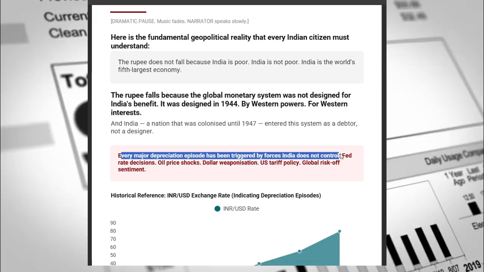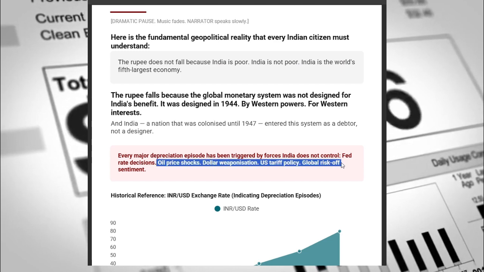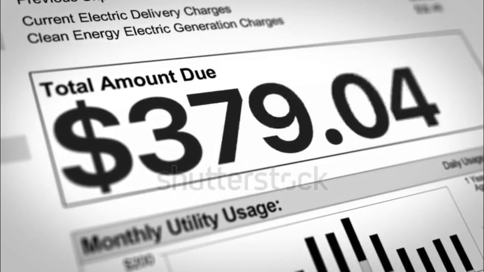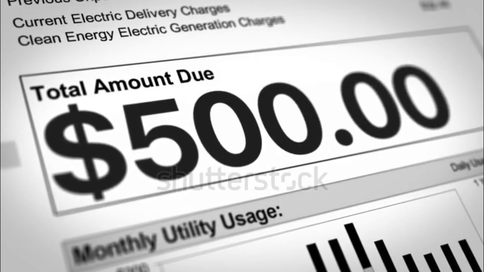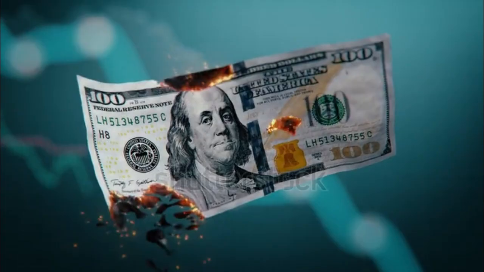Every major depreciation episode has been triggered by forces India does not control. Fed rate decisions, oil price shocks, dollar weaponization, US tariff policy, global risk-off sentiment. This is the true hidden fact of the falling rupee. Not incompetence, not corruption alone, not any single government, it is structural. It is geopolitical, it is historic.